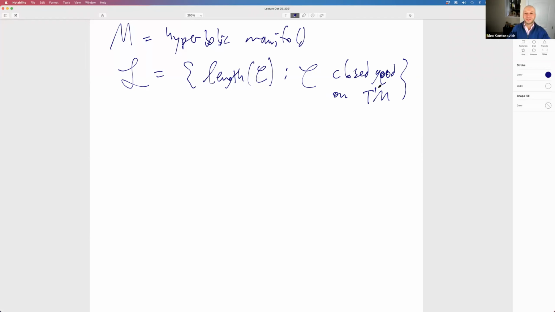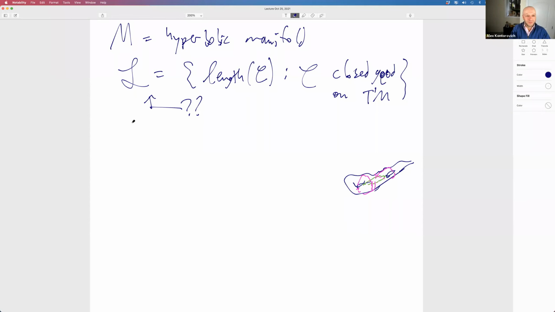But M is some kind of manifold, whatever it is, and it has some closed geodesics, and maybe some complicated ones. Okay, and then we just take all their lengths, and that's this set L. And so a basic question is, what can we say about this set L? Is there anything meaningful that can be said?